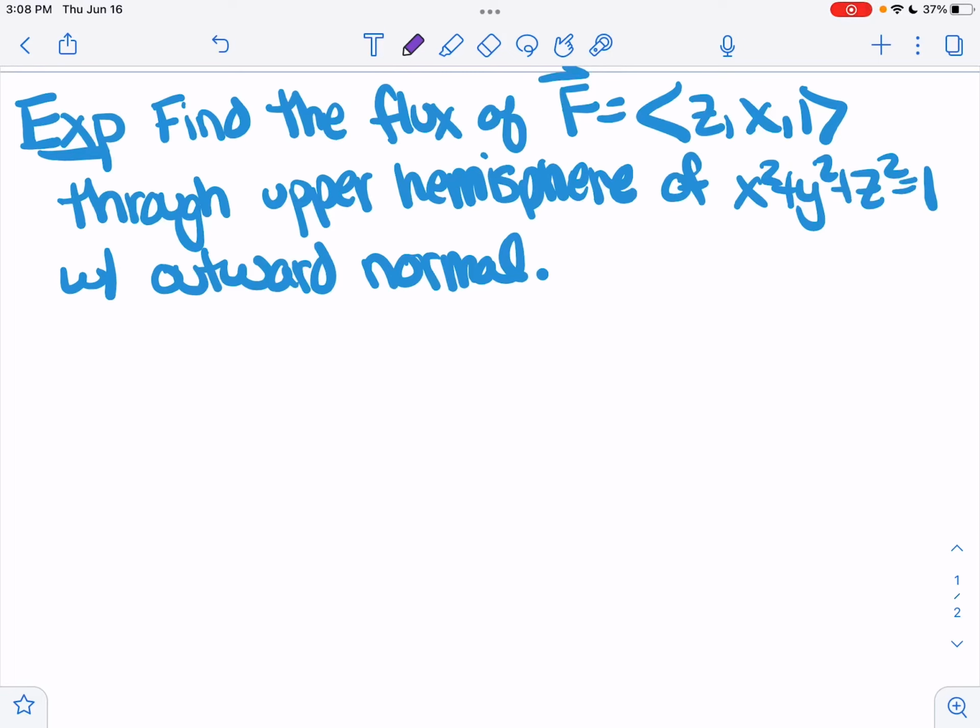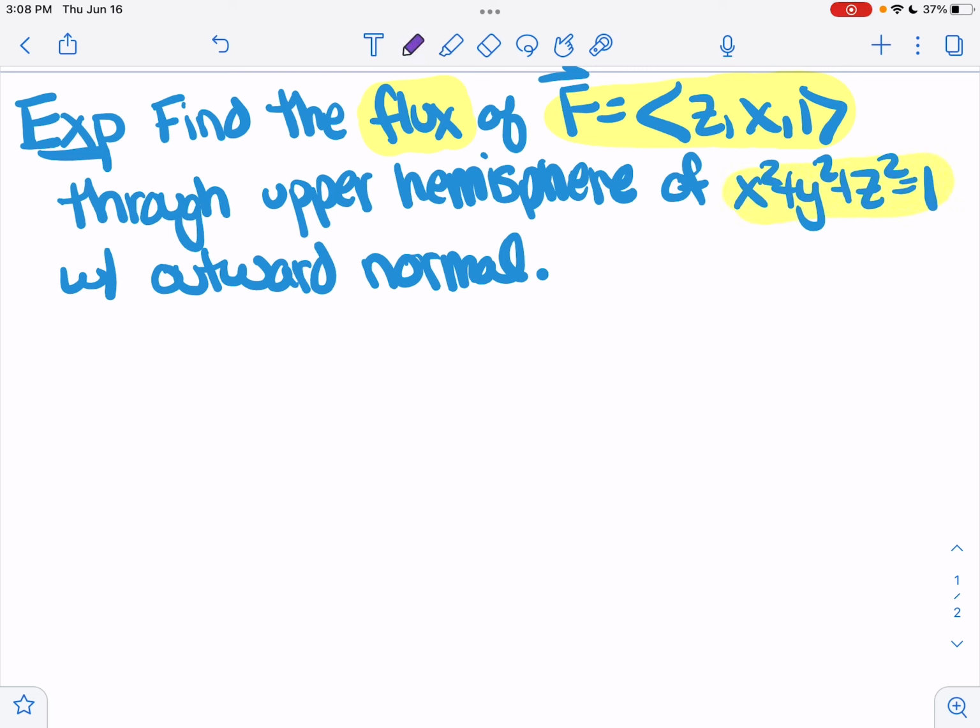All right, this is going to be a surface integral of a vector field. Our previous examples were all surface integrals where the thing we were integrating was a scalar function. Now we're integrating a vector function, a vector field. And these vector surface integrals are called flux integrals. The surface we're going to integrate on is the upper half of a sphere of radius 1.